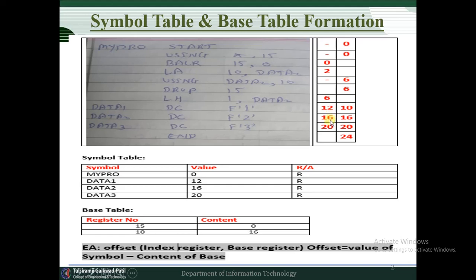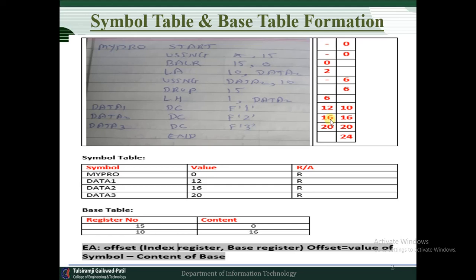Now afterwards, we need to find out or calculate the symbol table and base table. How do we calculate the symbol table and base table? Okay, now, what do you mean by symbol table? Symbol table means the different types of symbols we have in a program. That is called symbol table creation.